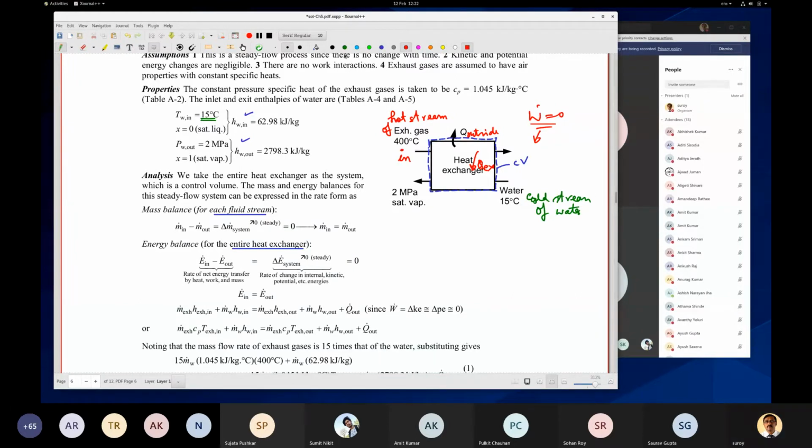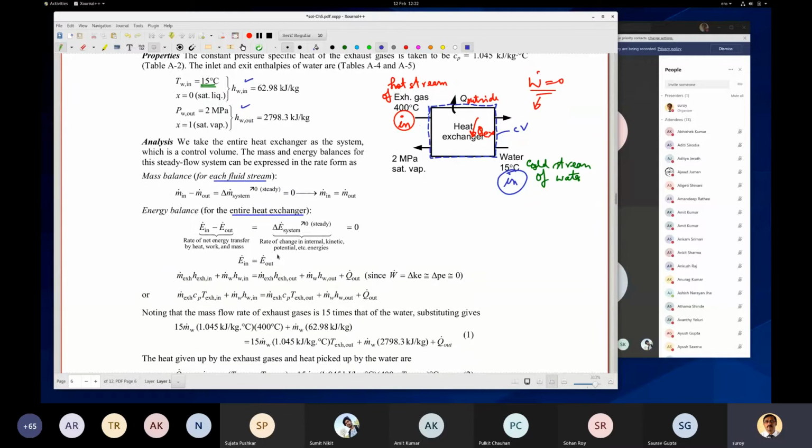In, and this is also in, right? This is in, this is also in. So total coming in will be equal to out. So out will be, these two will be out.